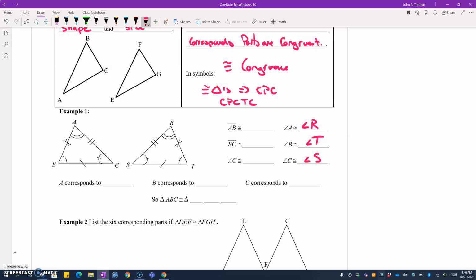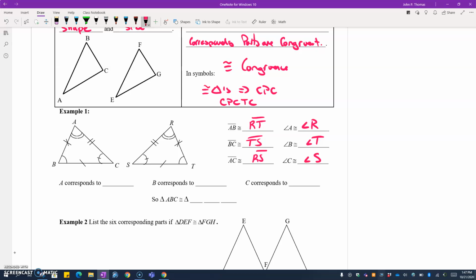Then I go to the sides. AB has 2 tick marks, like a cross. RT has the same cross. So AB and RT are congruent. BC has 1 tick mark. ST, or TS, is the corresponding side. And then AC has 2 marks. That corresponds to RS.